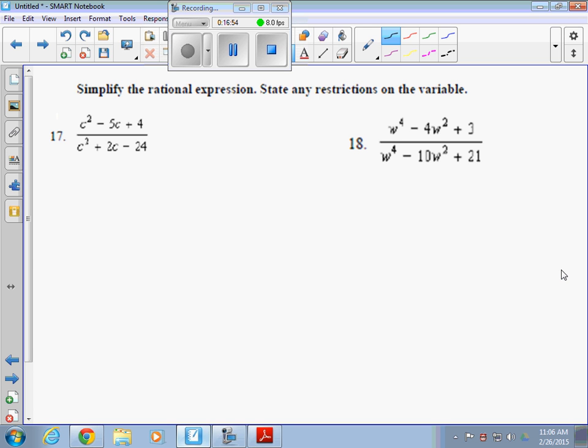Okay, and this is the stuff we've been working on for several weeks right here. It says simplify these, state any restrictions on a variable. Remember, all a restriction is if you're going to get something that's going to be 0, you can't have 0 at the bottom of a fraction.